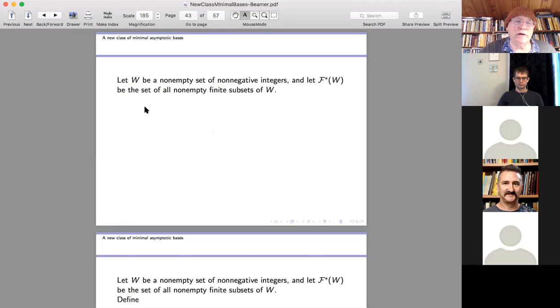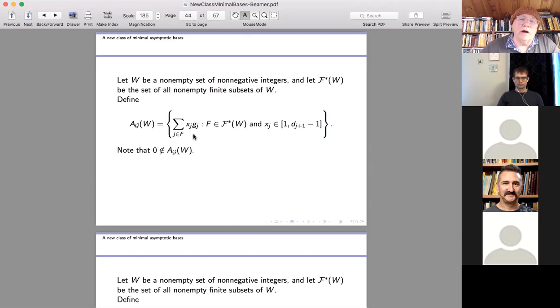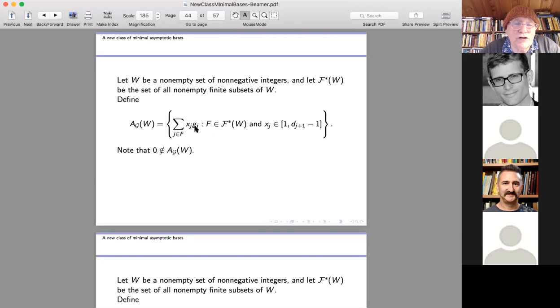And as we did with the two-adic numbers, suppose we take any set W of non-negative integers. We let F star of W be the set of all non-empty subsets of W. And we let A subscript G of W be all the numbers that you can write in the form summation x_j g_j, where the g_j's come from the set W, and the x_j's are the digits in this appropriate interval. And again, because the empty set is not in here, 0 is not in any one of these sets. This is a set of strictly positive integers.